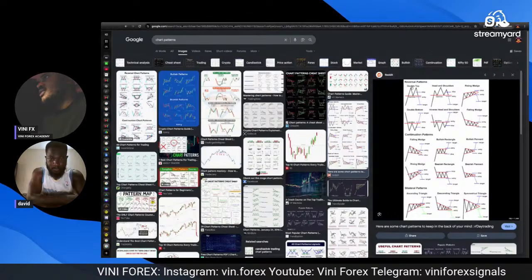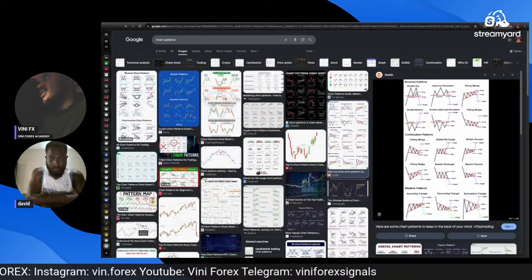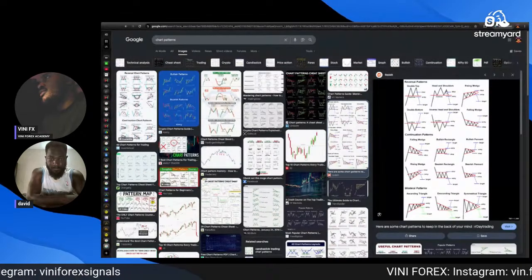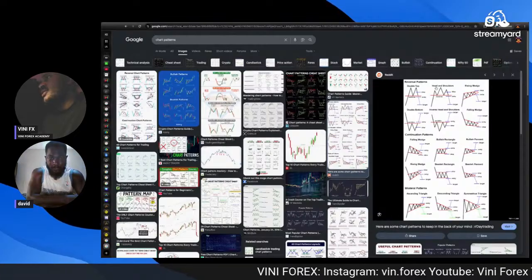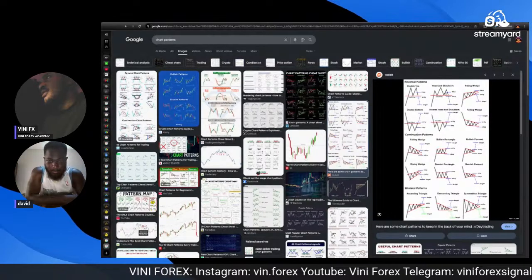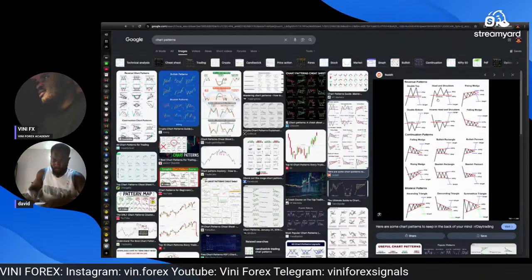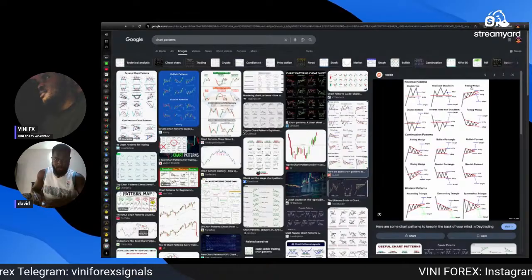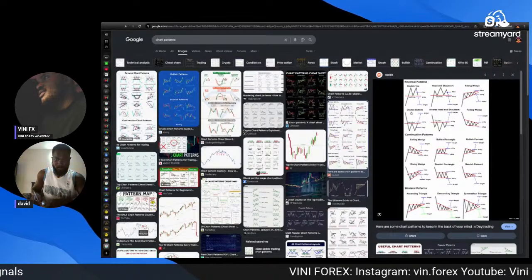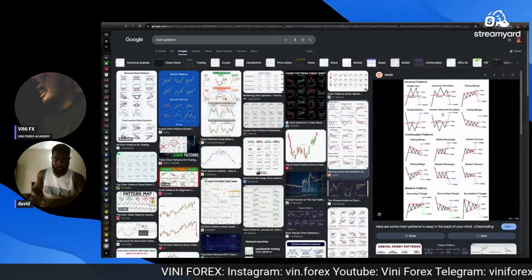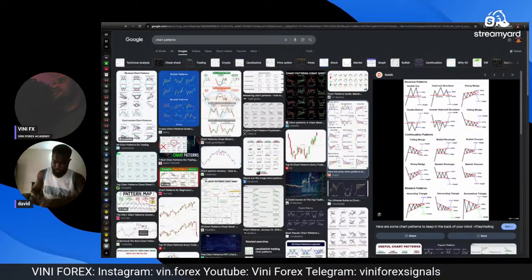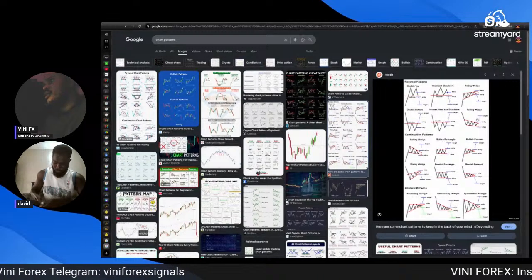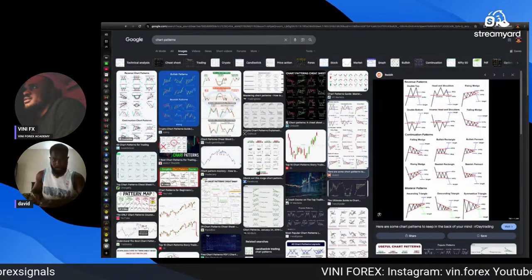So you can see this one here on the image, my mouse pointer is hovering on. It's called double top. This one now, if you look closely, it's called the head and shoulders pattern. This one is called the rising wedge. This one is called the double bottom. This one is called the inverse head and shoulders. The next one is the falling wedge.